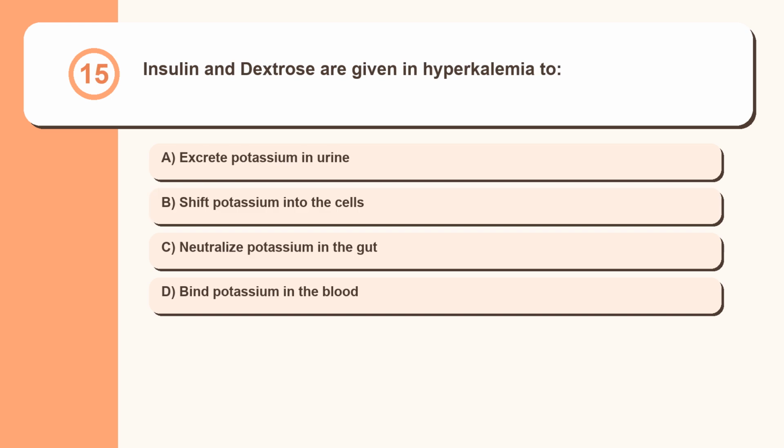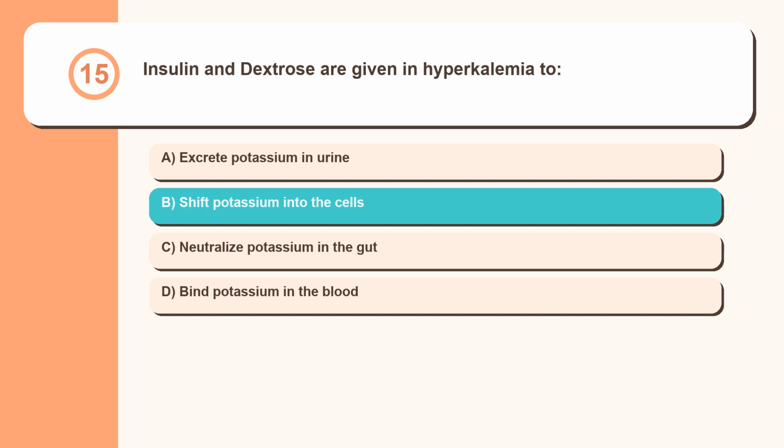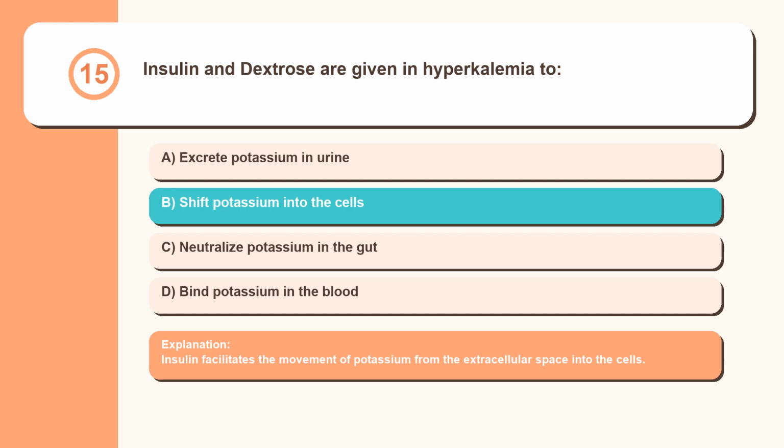Question 15. Insulin and dextrose are given in hyperkalemia to excrete potassium in urine, shift potassium into the cells, neutralize potassium in the gut, bind potassium in the blood. Insulin facilitates the movement of potassium from the extracellular space into the cells.